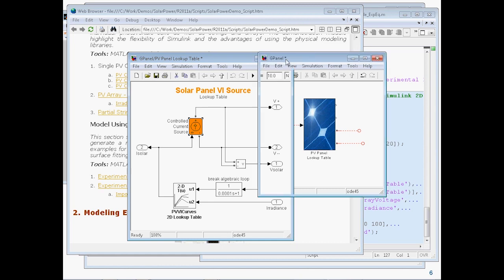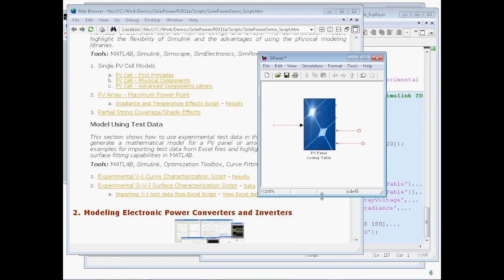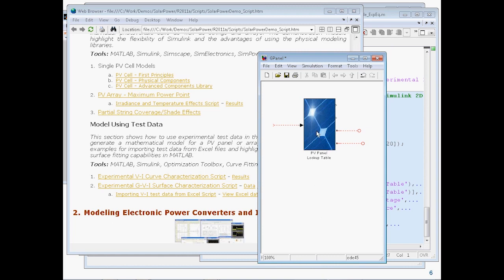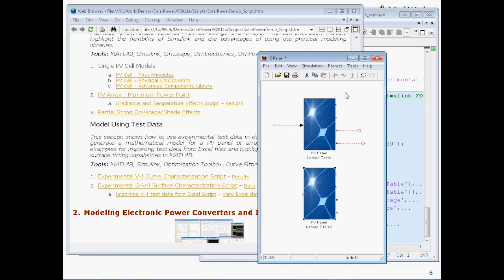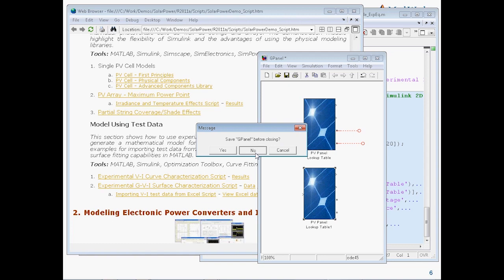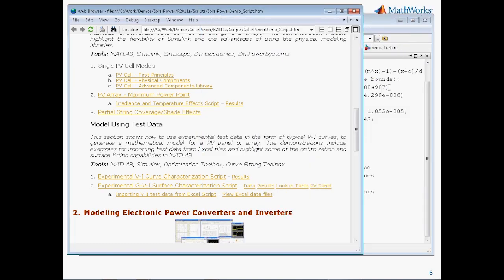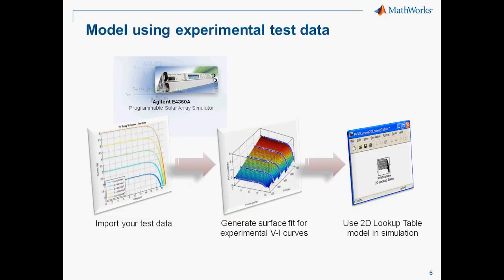So now that I did all that, I have an experimental model matched to my actual panel. And this could be saved in a library and used multiple times. I just need to copy and paste it and connect them in series or in parallel, however I want. So let me close some of this stuff. Don't save it. And I'm going to go back to the slides.